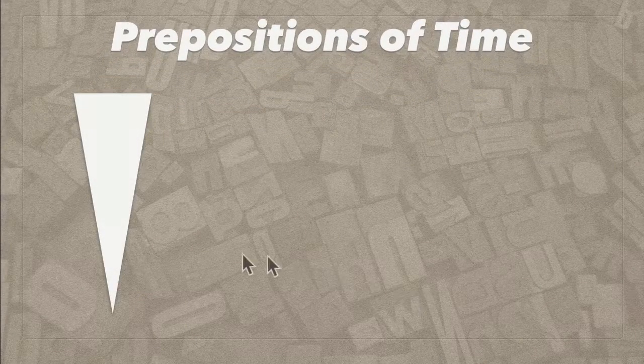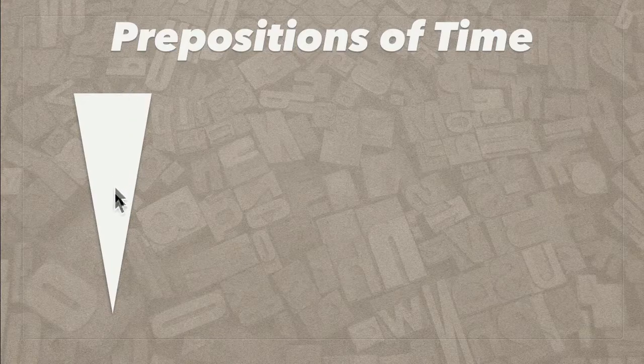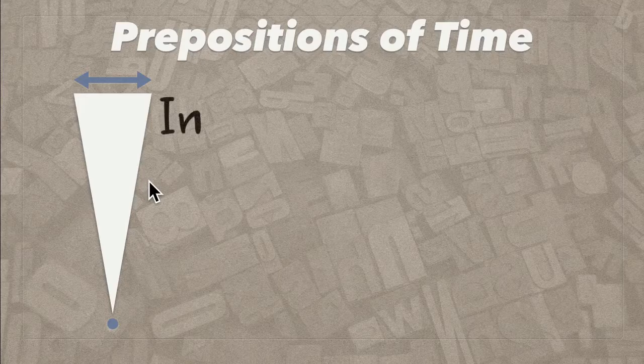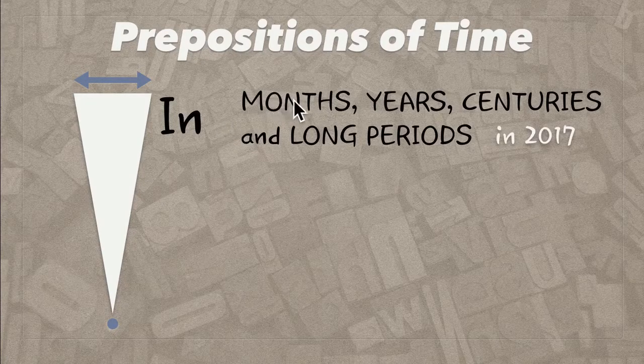With prepositions of time, they really go from large amounts of time down to the smallest amount of time. We have things that are greater distances apart to a point specifically in time. Our first preposition will be in. In will include months, years, centuries, generally long periods. For example, in 2017. So, in January, in 2016, in 1900, or in the past, in the future, something like that.